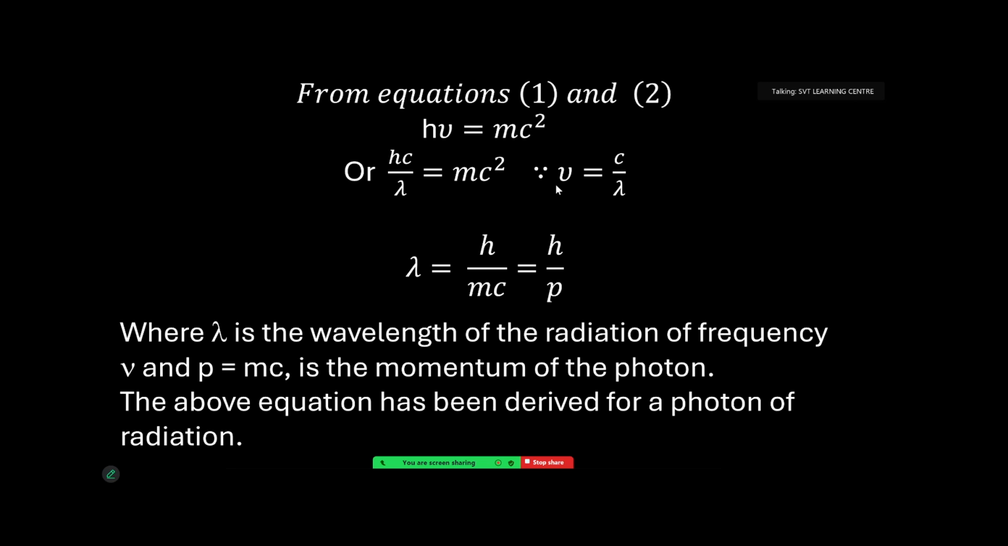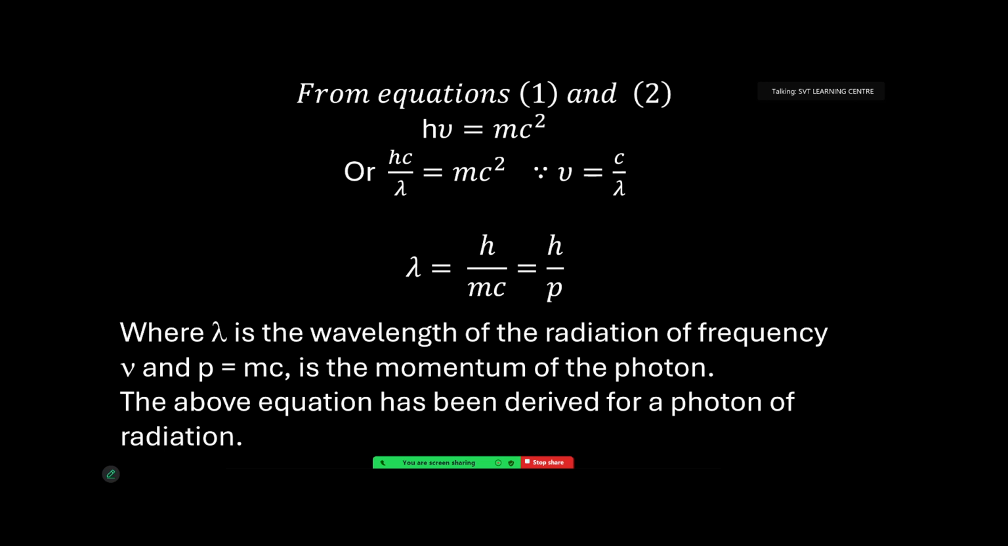Remember that frequency is velocity upon wavelength. So here we substitute the value of frequency mu by c upon lambda, and doing a little bit of arithmetic, you can cancel out one of the c's, we get lambda is equal to h by mc. Interestingly, look at the denominator, mc is mass of the photon times c is the velocity, so it should be equal to the momentum of the photon. So we say that lambda is equal to h by p, where p is the momentum. Lambda is the wavelength of radiation of frequency mu, and p is equal to mc is the momentum of the photon.